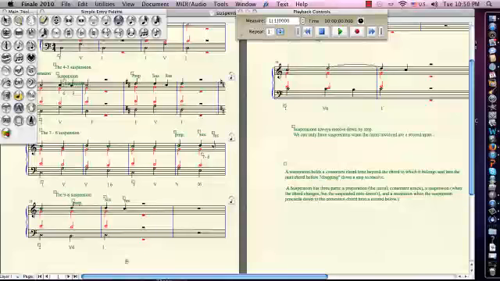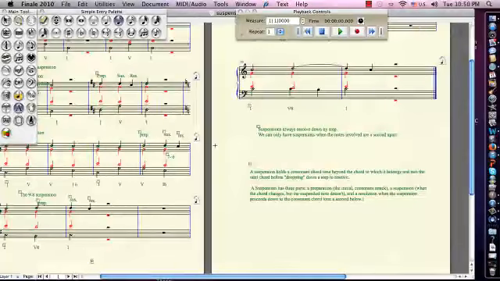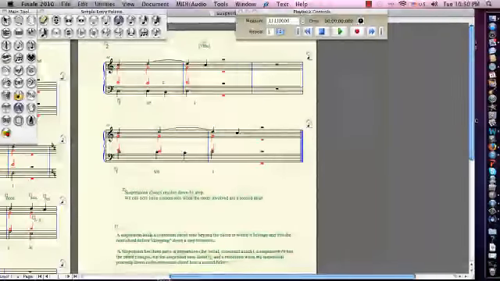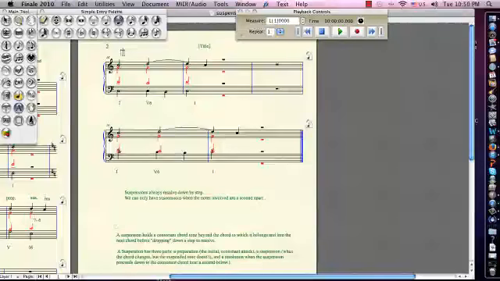So suspensions don't need to necessarily be in a soprano all the time. All right, they could be in any voices. Even the bass can feature some suspensions. Okay, and these are called bass suspensions. And I will talk to you in the next video.